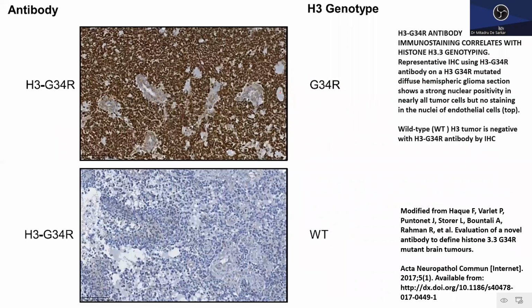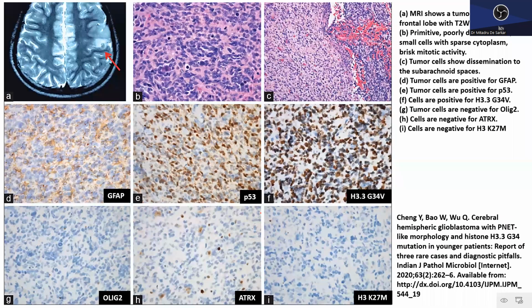And as I said, you have IHC. So in this particular case, this particular mutant protein G34R is seen to be expressed by these tumor cells, while your endothelial cells act as the negative internal control. The endothelial cells are negative for this particular protein, while the case below is actually a wild type tumor where there is no mutation of this kind, and as a result the tumor cells are all negative.